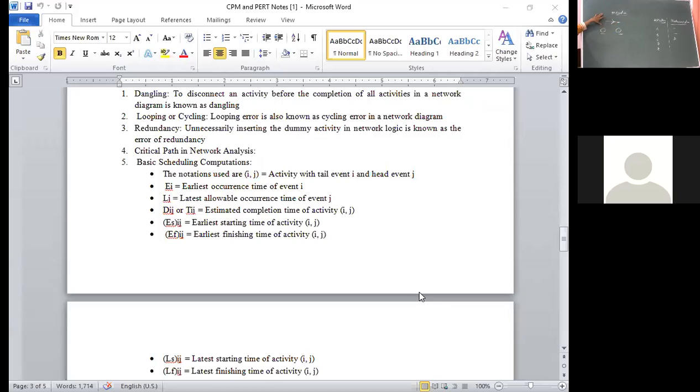PERT is used in research and development projects. CPM is mostly used in construction of a project. The model of PERT is probabilistic. That means all events are complex and uncertain. CPM, the model is deterministic. That means everything is pre-planned. Next, PERT focuses on time. CPM focuses on time as well as cost.